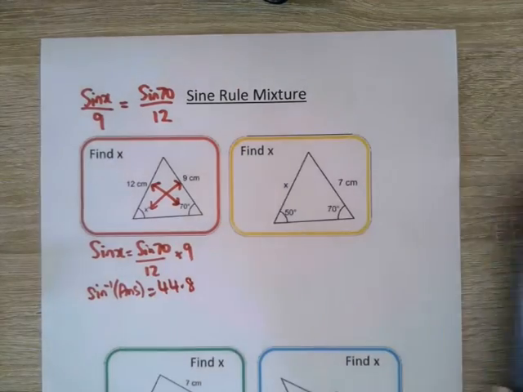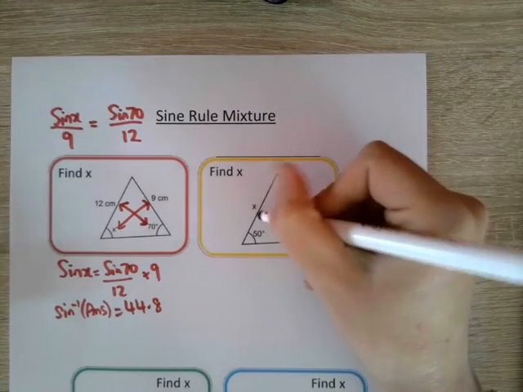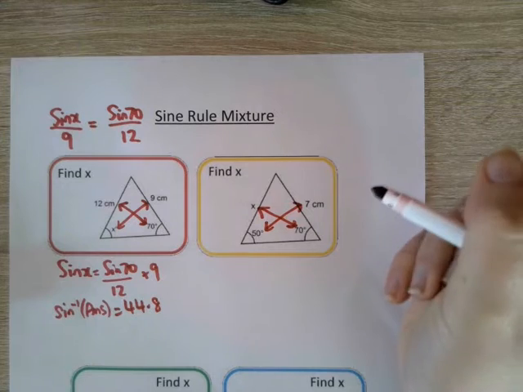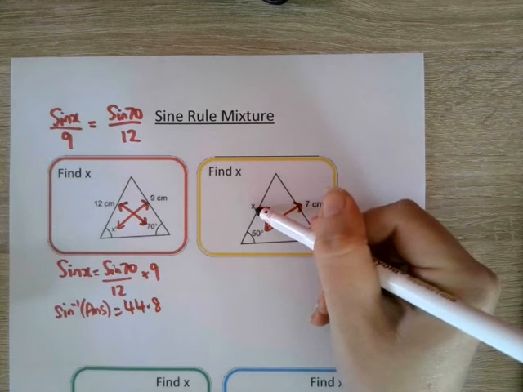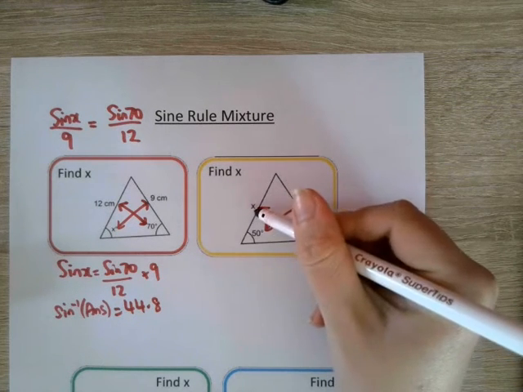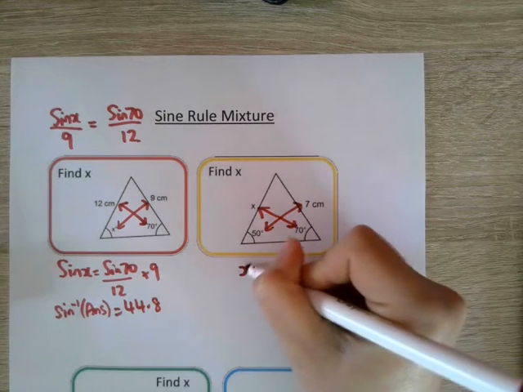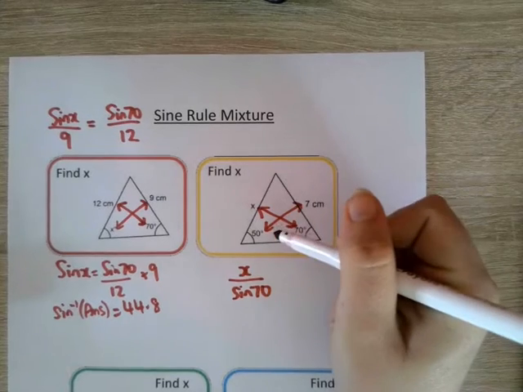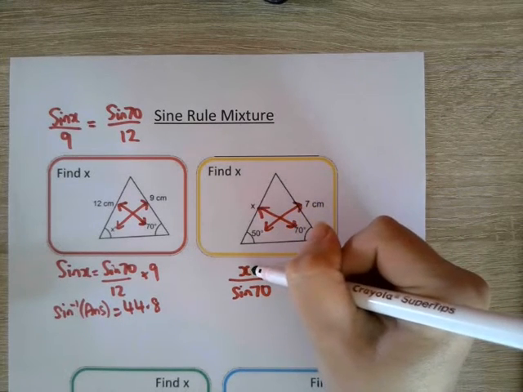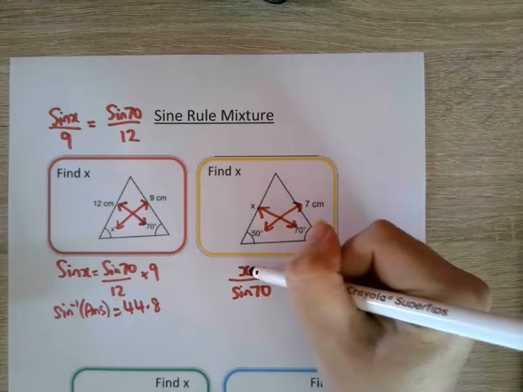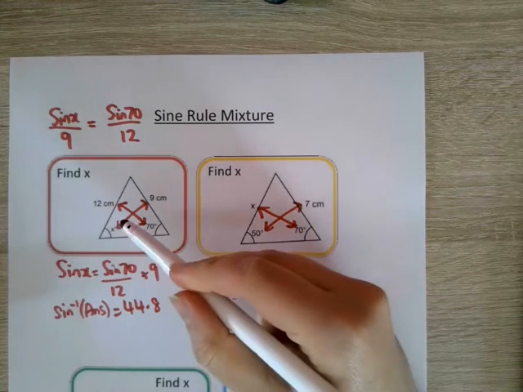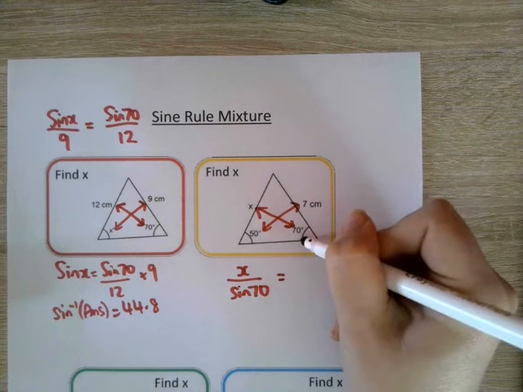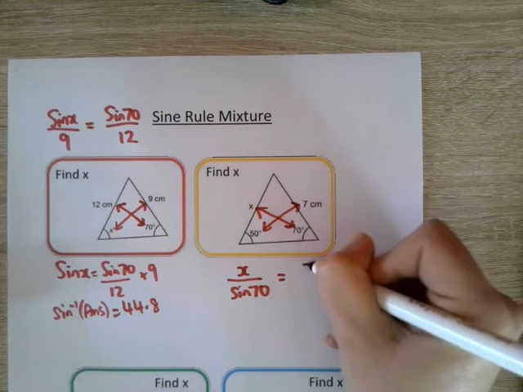On the next one, we're trying to find a side this time. So again, these are opposite and these are opposite, but because I'm trying to find a side, I don't want to put sine 70 over x, I want to put x over sine 70. So basically whatever you're trying to find goes on top of the fraction. If you're trying to find a side, put the side on top. If you're trying to find an angle like this one, then you put the angle on top. So x over sine 70 equals 7 over sine 50.